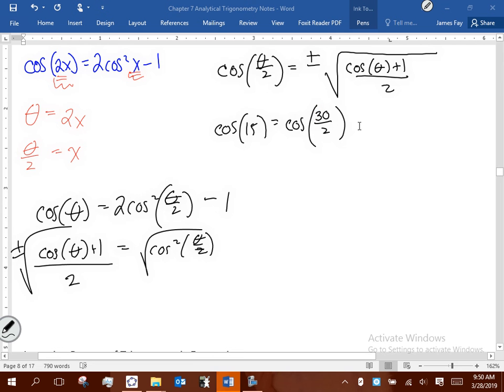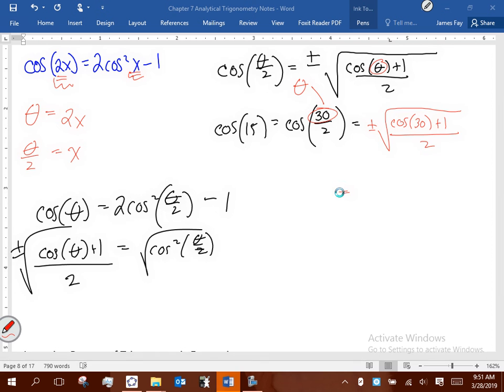Rewrite it as cosine of 30 over 2. And the reason I do that, you don't have to, but I think it makes sense on what theta is going to be, right? Theta is always that numerator, so that when I plug that into my formula, I know what goes right there. People get confused sometimes whether 15 goes there or 30 goes there. That's always twice as big as the angle that you're trying to find. So we'll plug in cosine of 30 plus 1 over 2. Can you evaluate that?